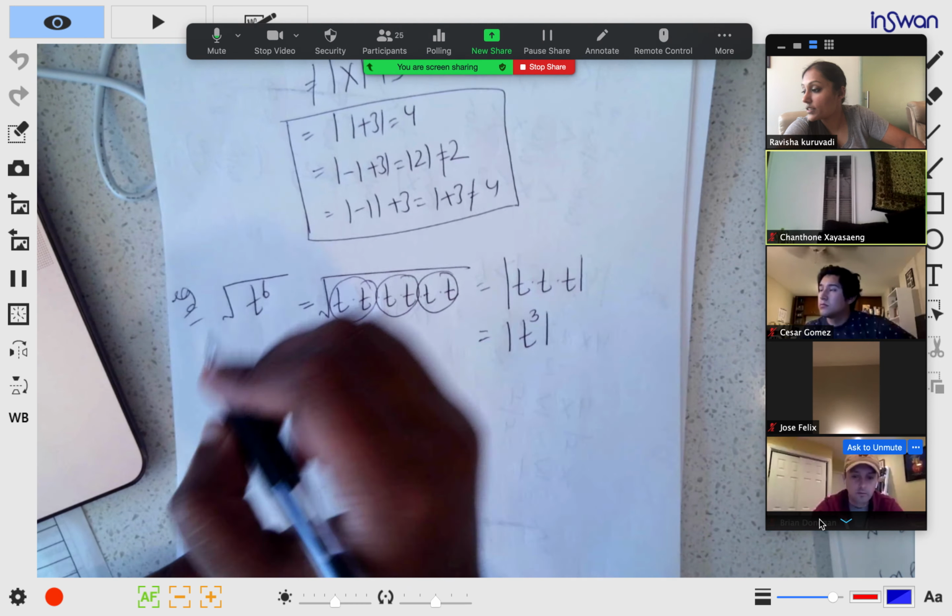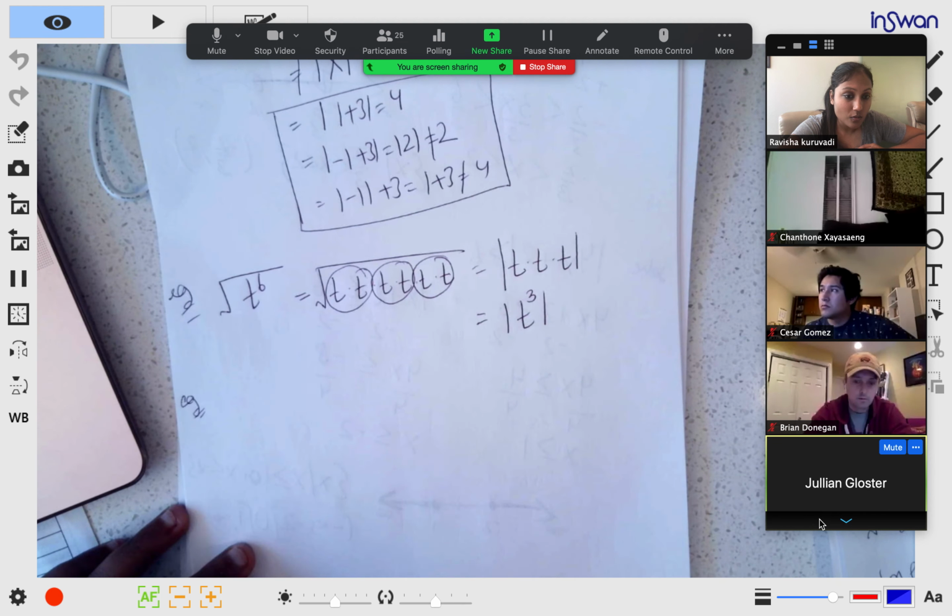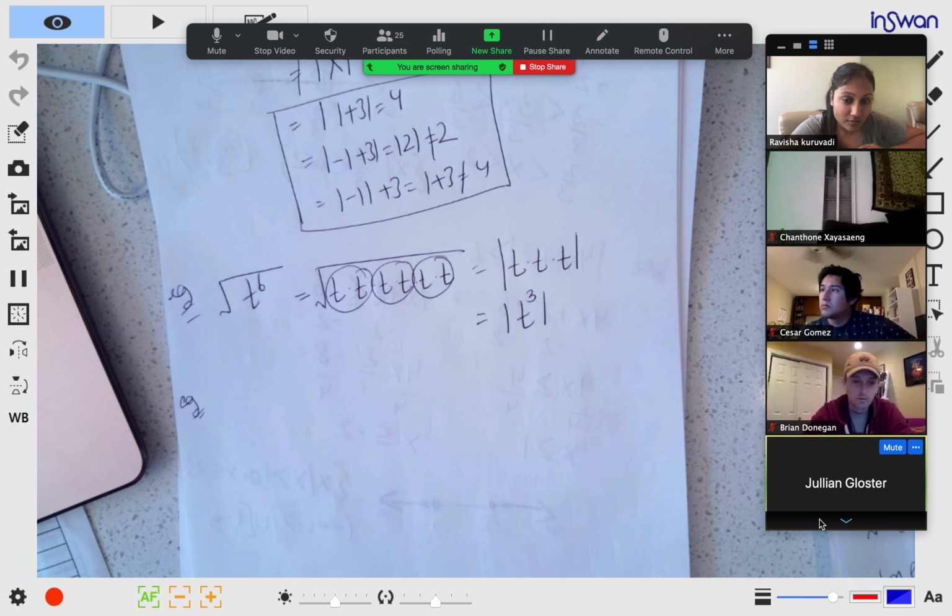Let's do one more example here. Would it be negative? Why would t be cubed? Is that a negative? Oh, okay. I thought I saw a negative sign. That was just the underline, yeah.